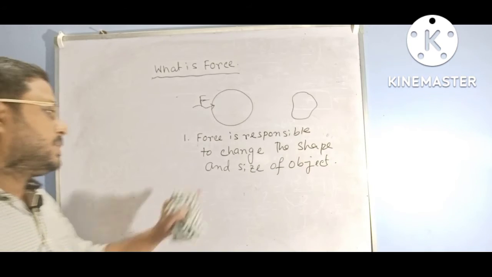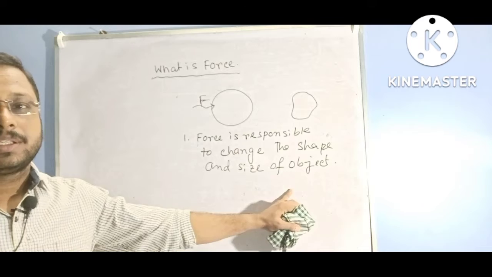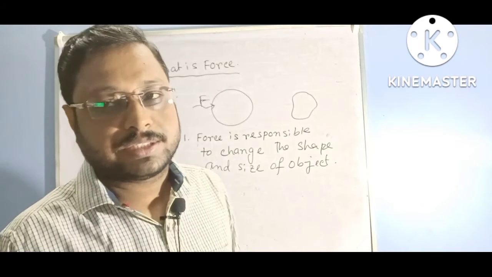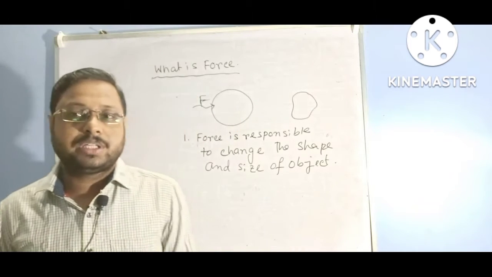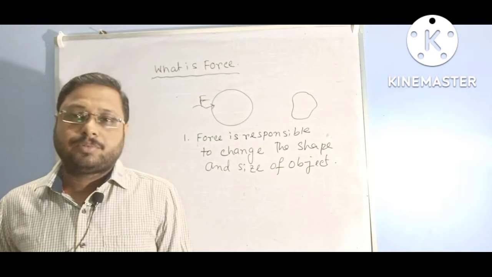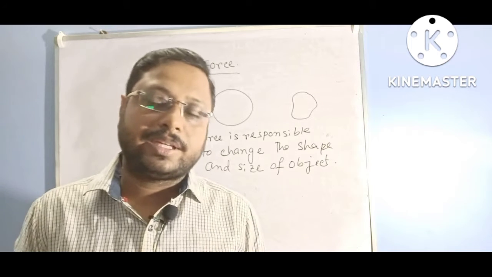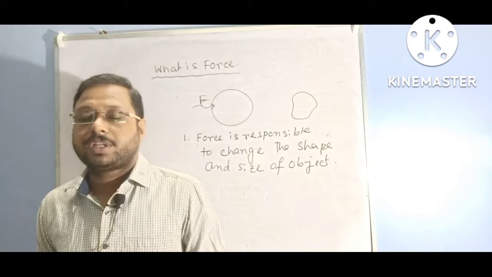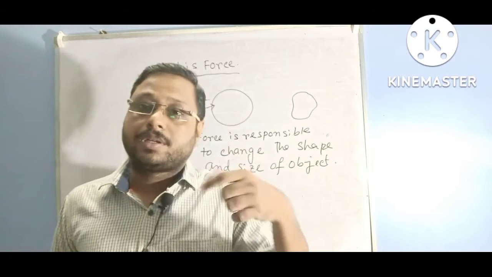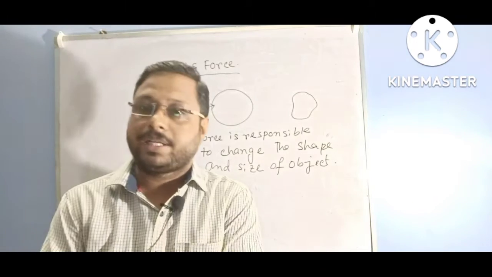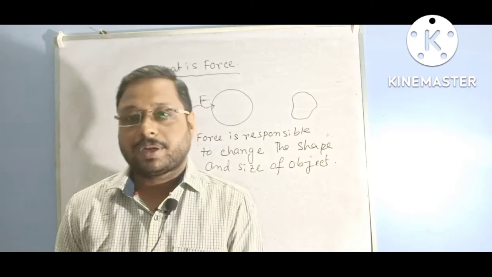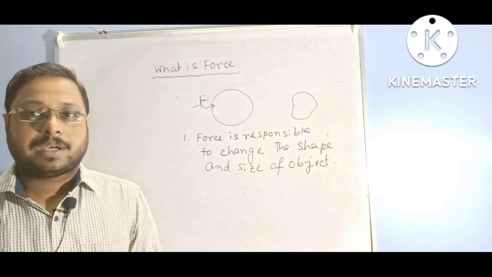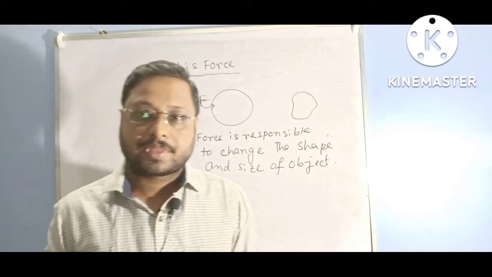Force is responsible to change the shape and size of the object, and force is also responsible to change the state, whether it is rest or in uniform motion. If we apply force on it, the rest particle will move with uniform velocity or acceleration, or the uniformly moving particle will come to rest after applying force on it.